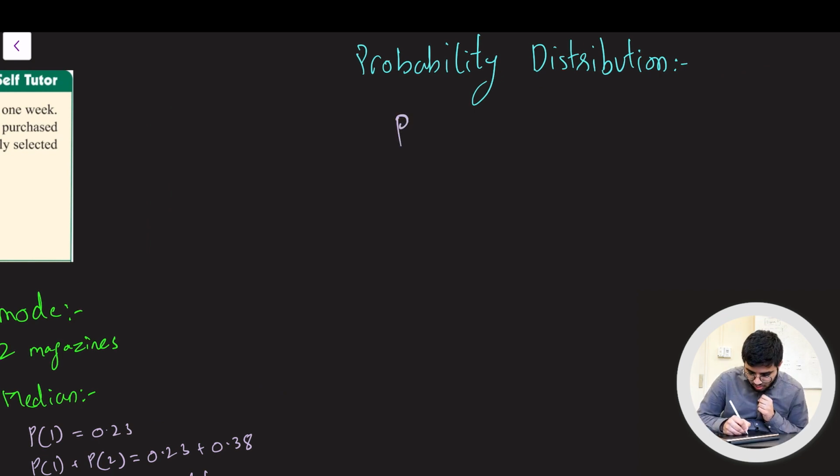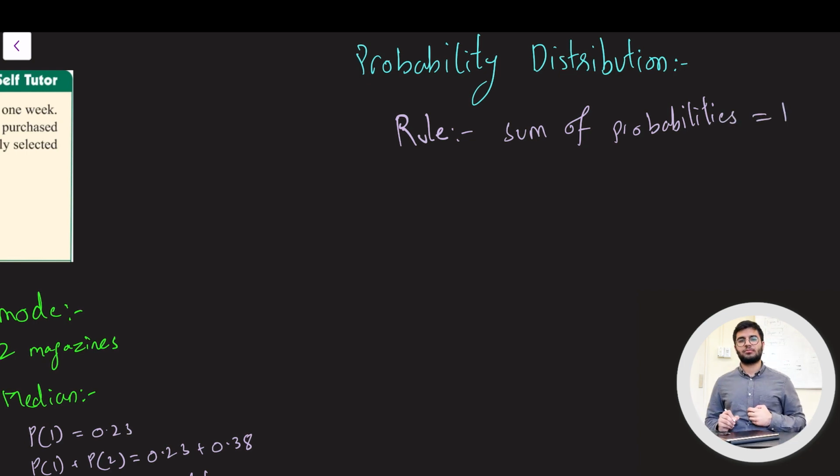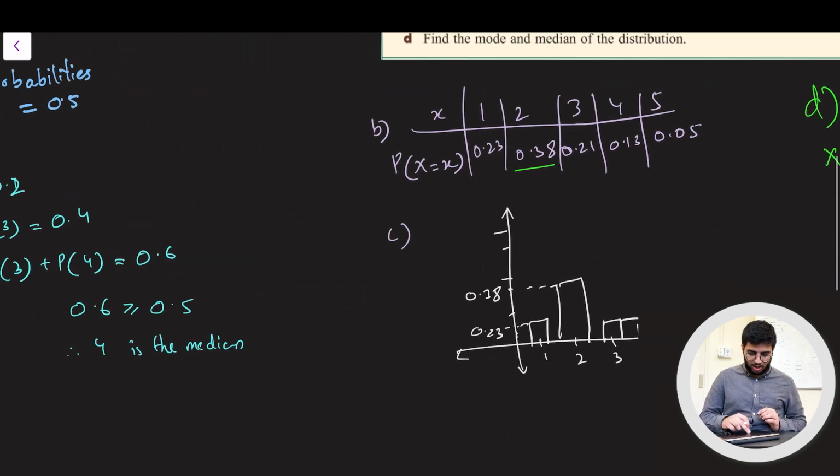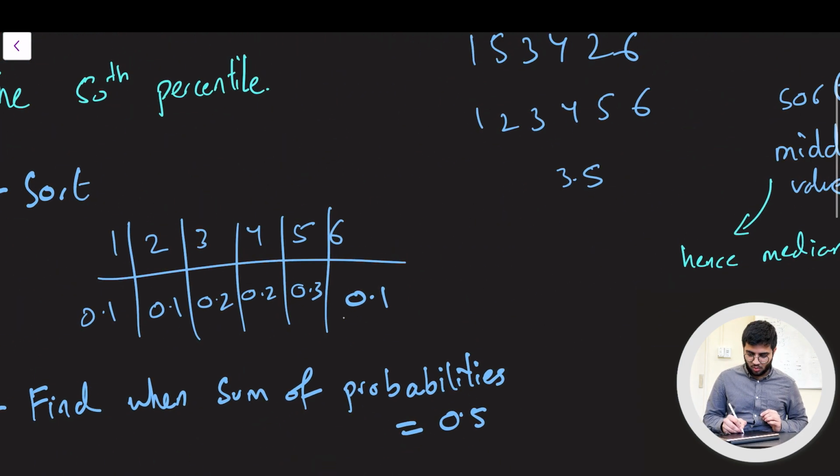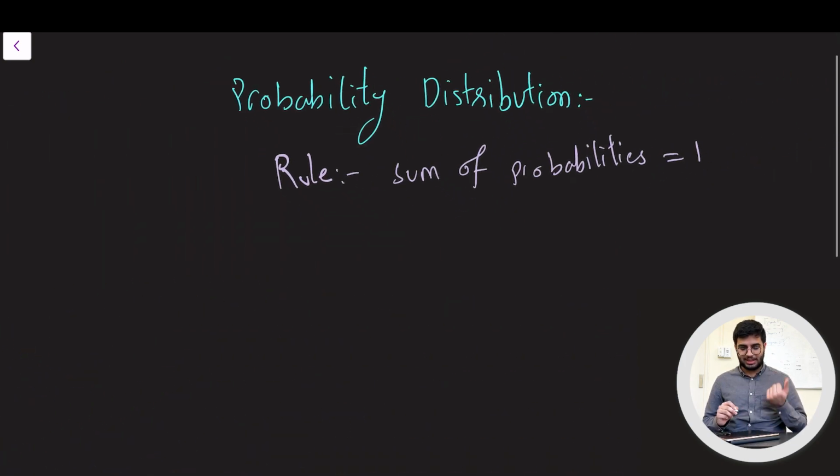Okay, so the first rule is something we've already looked at, that the sum of probabilities equals 1. All right, and that is precisely why I made this a 0.1 instead of a 0.3, because that is now 0.1 plus 0.1, 0.2 plus 0.2, 0.4 plus 0.2, 0.6 plus 0.3, 0.9, and then plus 0.1, 1. Okay, so that is the first rule for it to be a valid probability distribution.